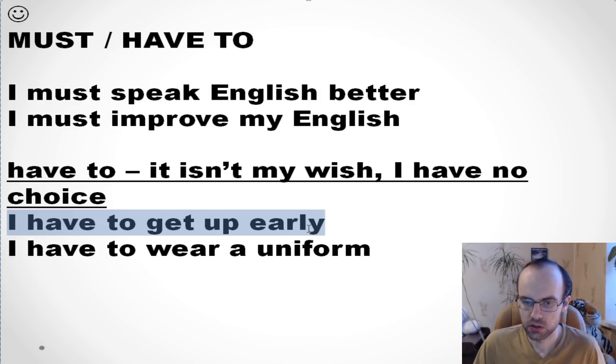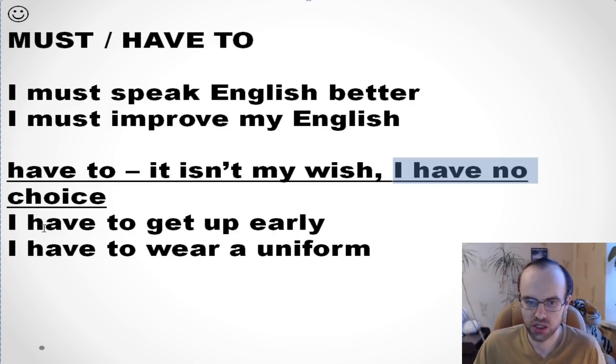I have to wear a uniform. Maybe I don't like it. I don't like getting up early. I don't like wearing a uniform, but I have no choice, so I need to go to work. And if you have no choice, you say have to. I have to get up early. I have to wear a uniform.